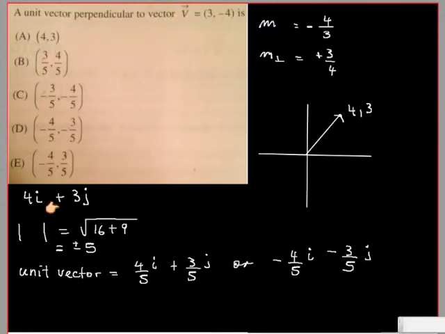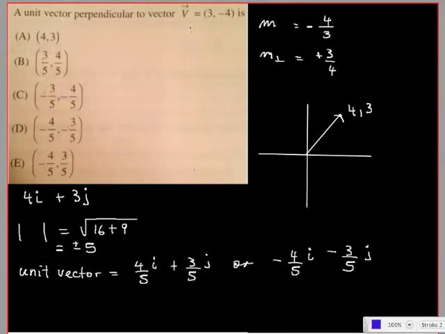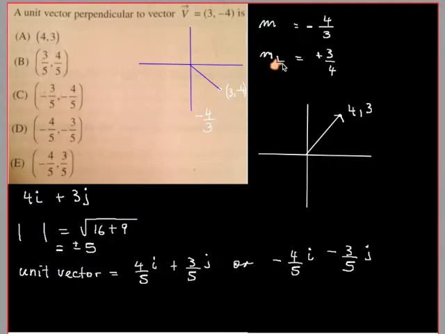So let's understand what vector v is in the first place. So here's my x and y axis. Vector v, 3, negative 4, is here somewhere. And that's 3, negative 4. So we know that the slope of this line is rise over run, which is negative 4 over 3. So it follows that the perpendicular line will have a slope of positive 3 over 4.